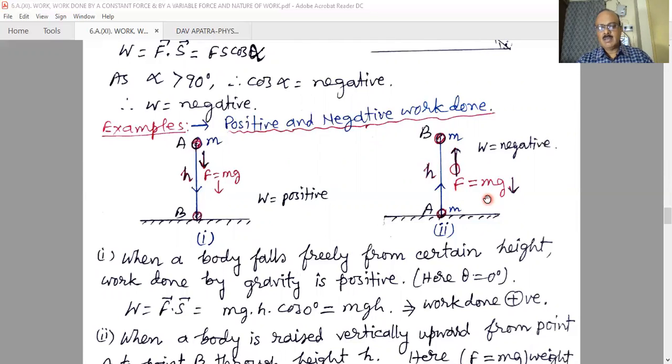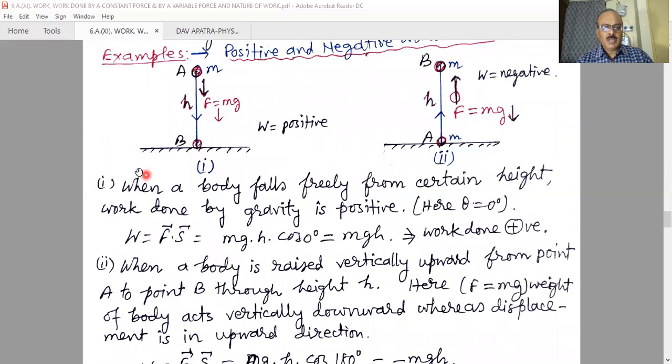But at the same time, in the same event, the displacement is opposite to the weight, therefore the work done by the weight is negative. And these are written here: when a body falls freely from a certain height, work done by gravity is positive. Here theta is 0 degree. The displacement is along the same direction, so W is equal to F dot S, that is mg h cos 0 degree, that is mgh, work done positive.